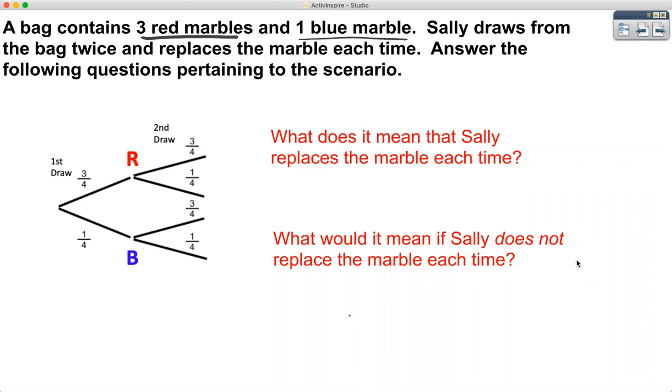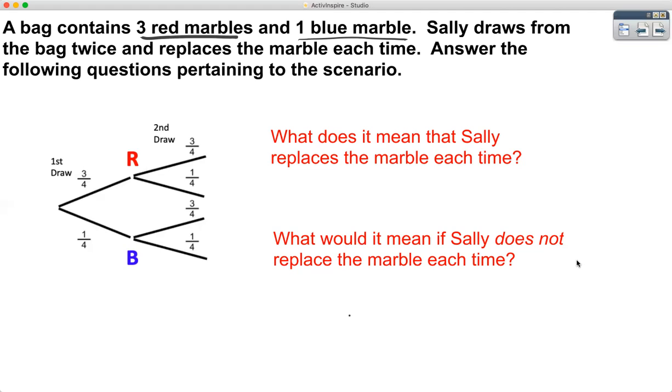Now, what would it mean if Sally does not replace the marble each time? Well, exactly as it sounds, right? After taking one marble out from that first draw, she's not going to put that marble back. So that would mean for that first draw, she has 4 marbles to choose from. Once she takes that marble out, she's not going to replace it. So for that second draw, she has only 3 marbles to choose from.